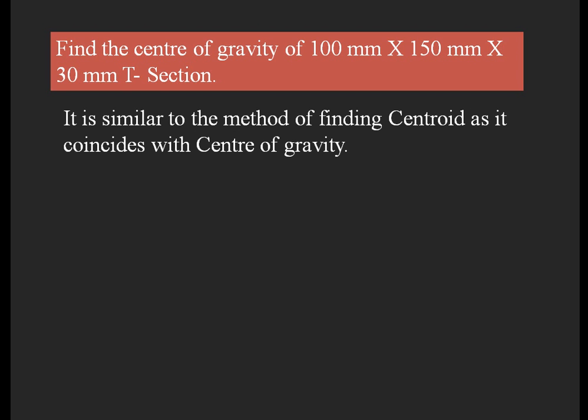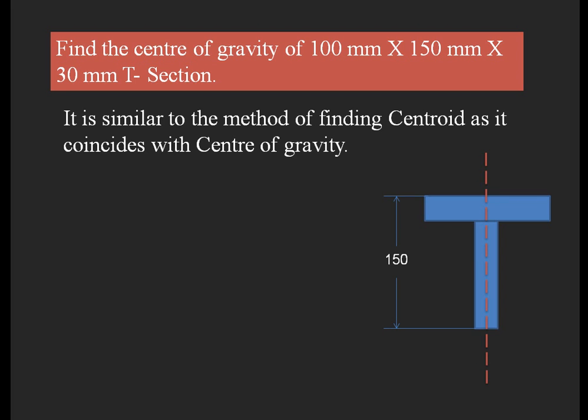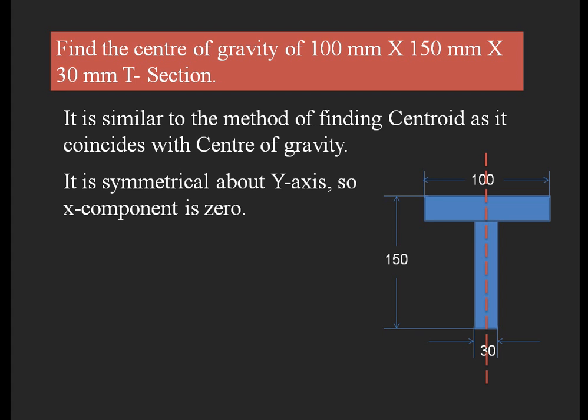As we know, it is a method similar to finding the centroid, as it coincides with the center of gravity. So we follow the same area method for finding the center of gravity. This is the T section which is given in the problem. I want to represent it like this, and it is symmetrical about the y-axis. The dimensions are given as 150 height, 100 mm width, and 30 mm thickness. With these dimensions we have to find the center of gravity.